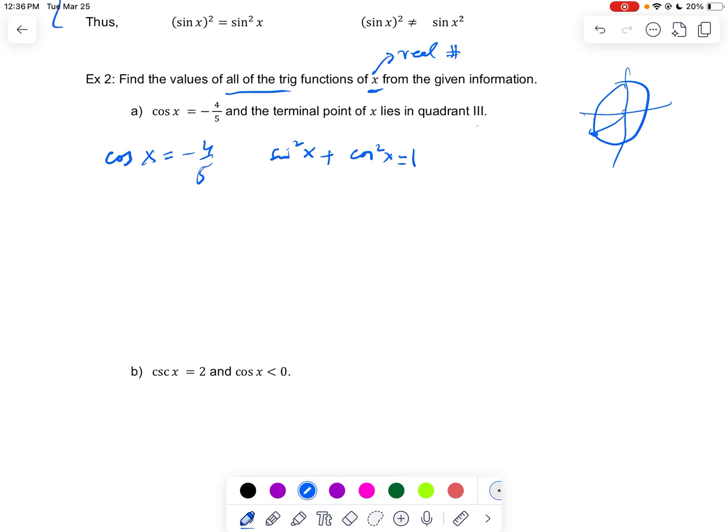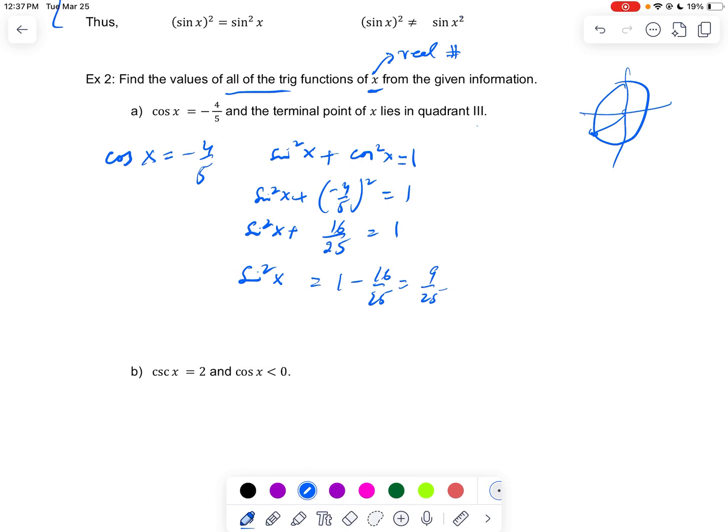And plug this value in. So I will get what? Sine squared x plus (-4/5) whole squared is equal to 1. So this gives me sine squared x plus 16/25 is equal to 1, which gives me sine squared x equals 1 minus 16/25. I simplify this, I get 9/25. So now we have sine squared x is equal to 9/25.